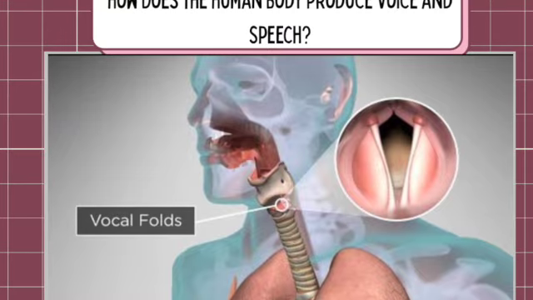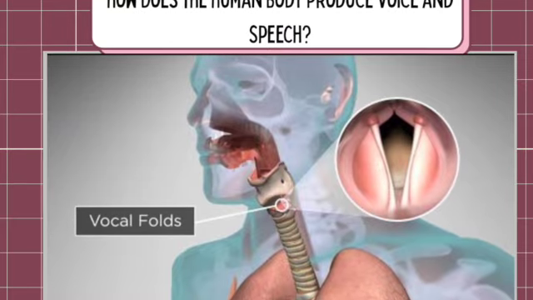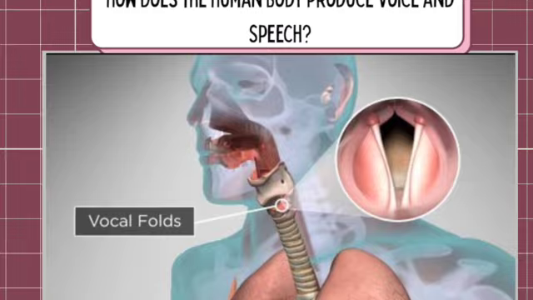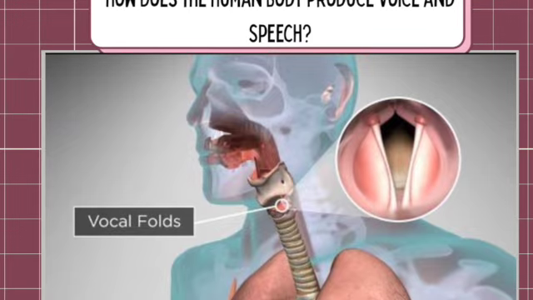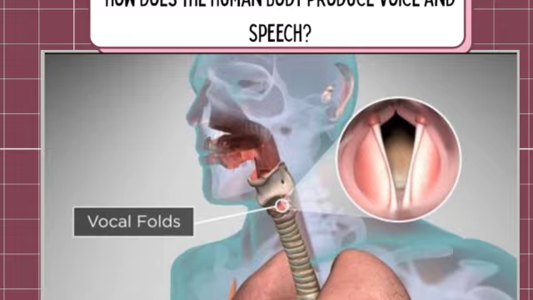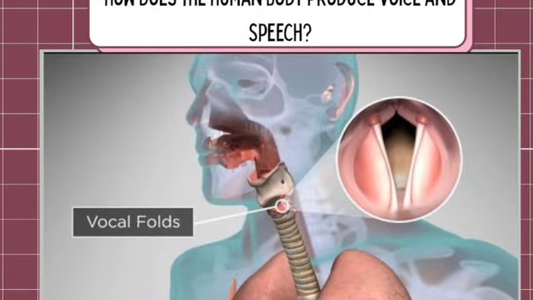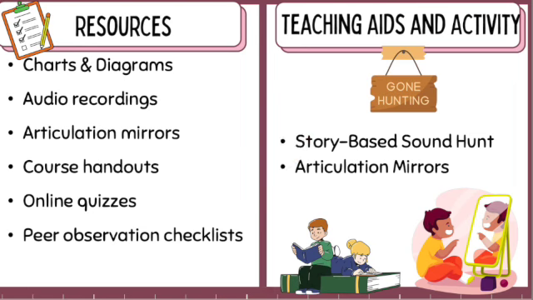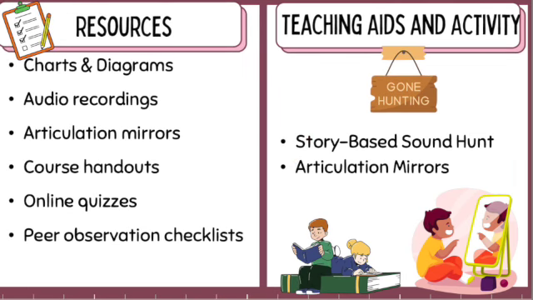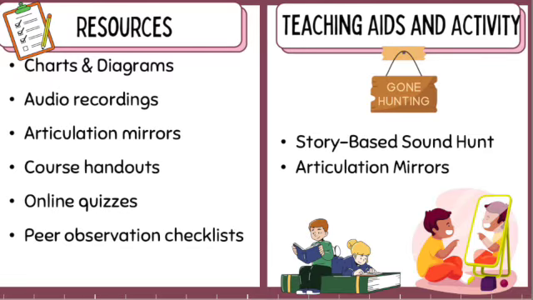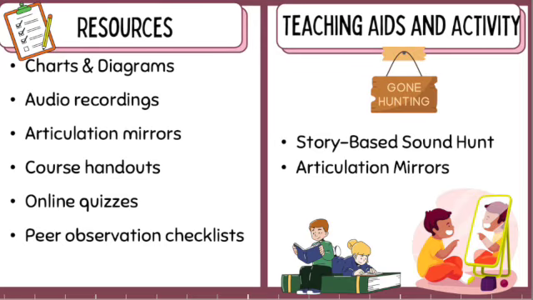All these organs work together to transform simple airflow into the wide range of sounds in English. To support different learning styles, we offer videos for auditory learners, diagrams and charts for visual learners, articulation mirrors for hands-on practice, written handouts and IPA charts for reading-focused learners, and online quizzes for interactive learners.